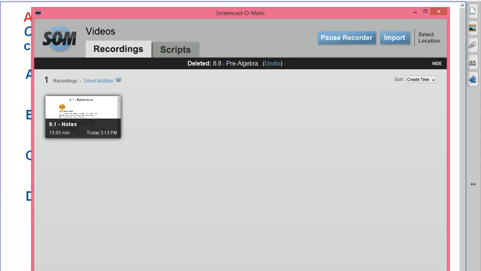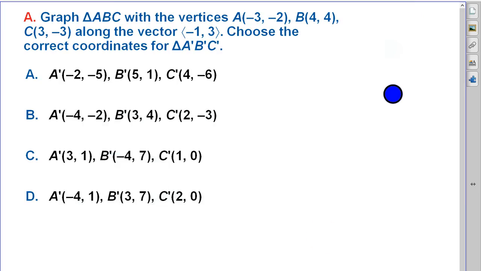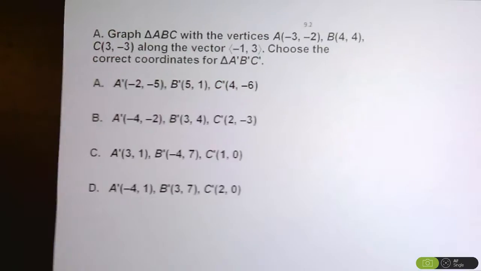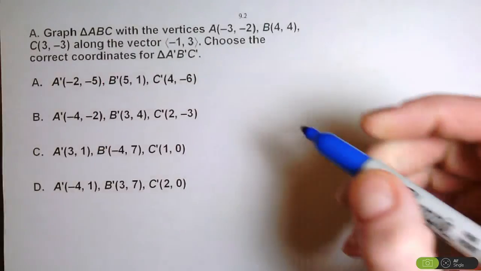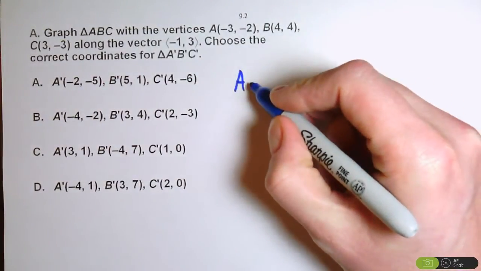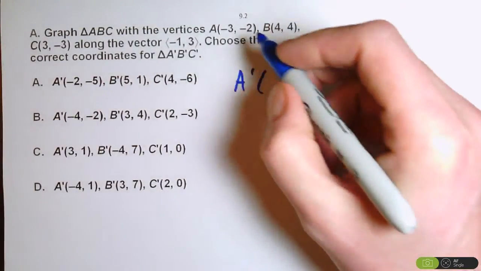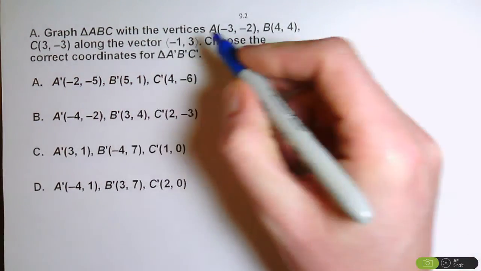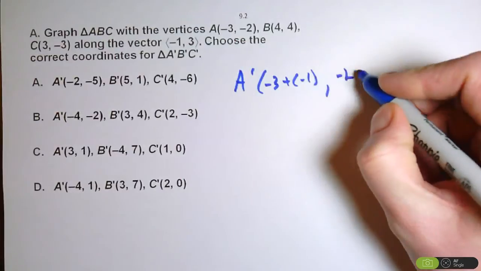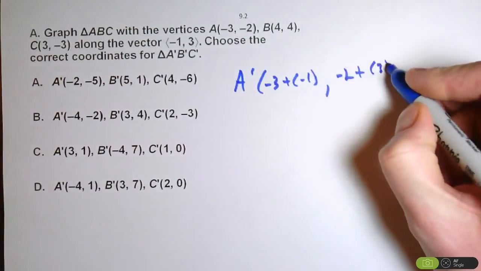Okay, so let's take a look. Just going to use the formula for it real quick. Here's what I need. In order to do this, I have to take all the x values and add -1, because that's what the horizontal is. Take all the y values and add 3.